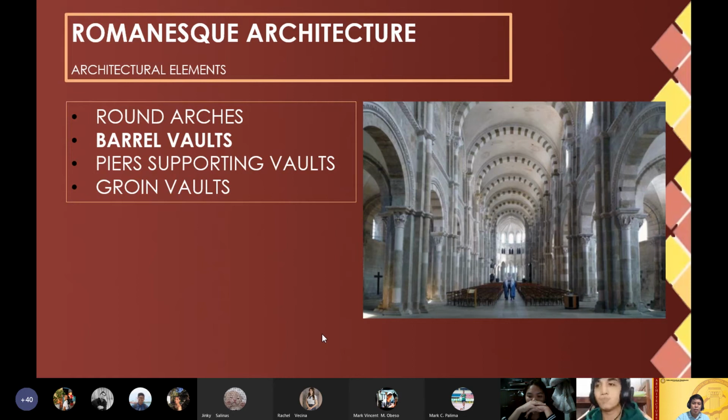So here is an example of how a barrel vault looks in actual, no? If you notice this part right here, if I may sketch, this one is an arc. This one is another arc right here. So when you connect those arcs, you have this space right here that connects the arcs. So that is the vault. It is called a barrel vault because it is a round arc. So again, that's the barrel vault.